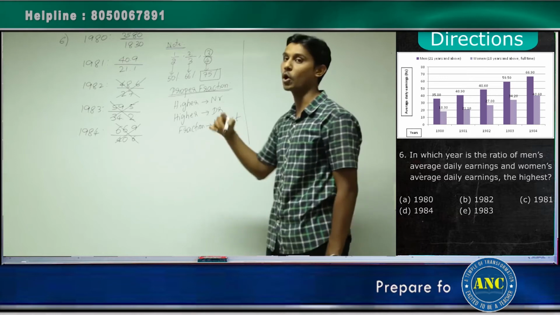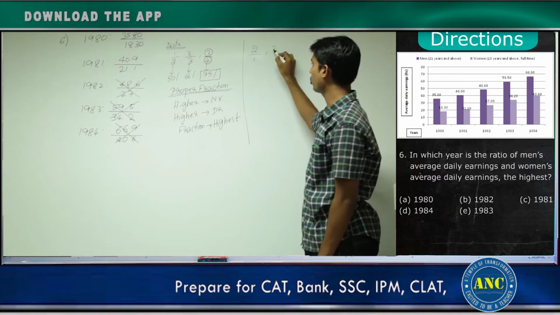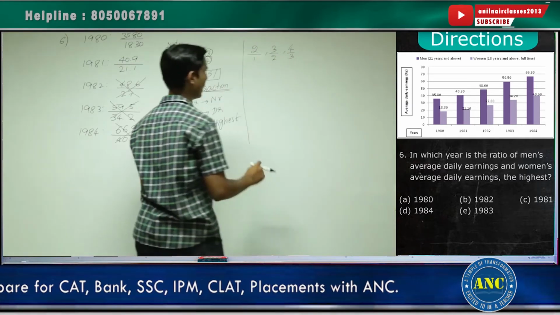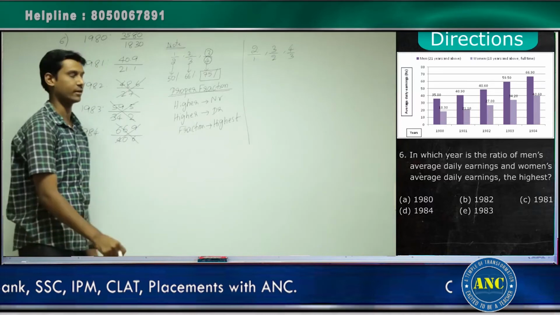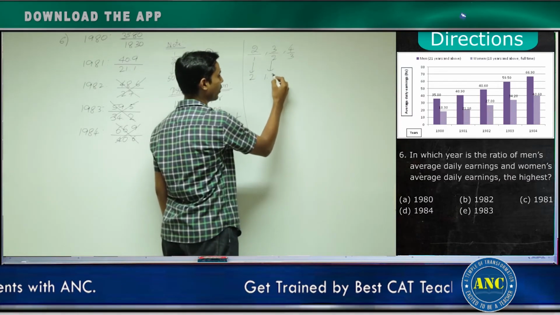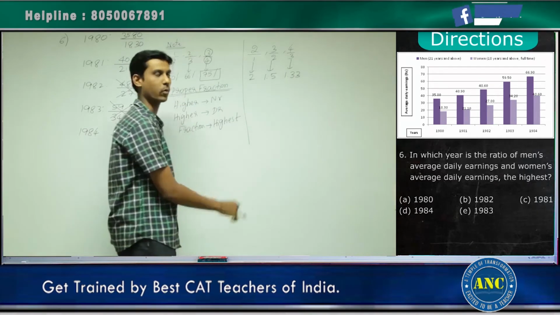Similarly, if I take an improper fraction, let me reverse these numbers. It becomes 2 by 1, 3 by 2 and 4 by 3. These are improper fractions where the numerator is greater than the denominator. 2 by 1 is nothing but 2. 3 by 2 is 1.5. 4 by 3 is 1.33.